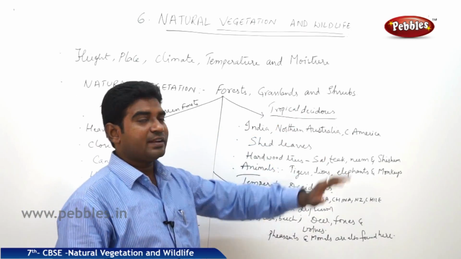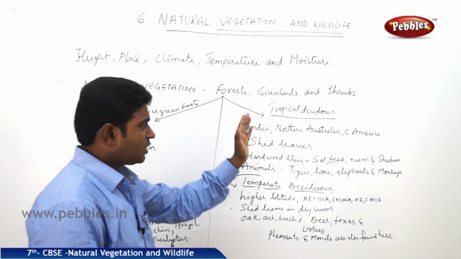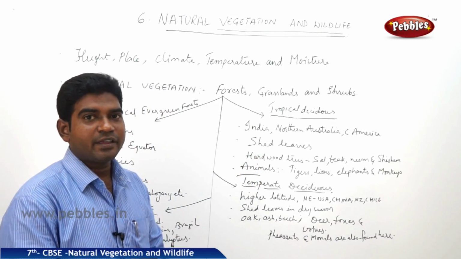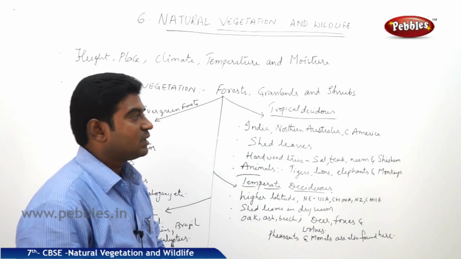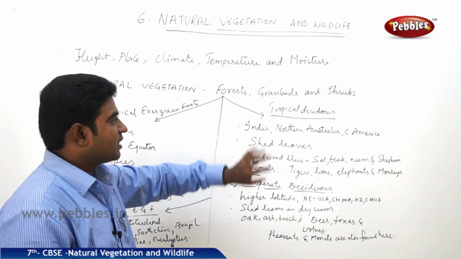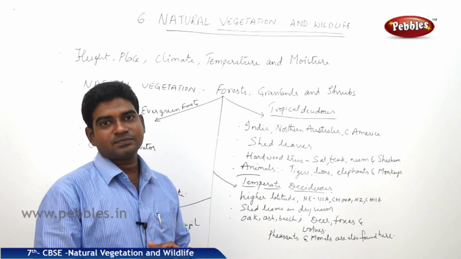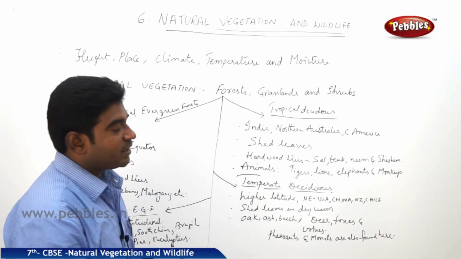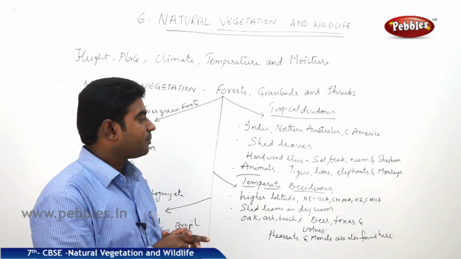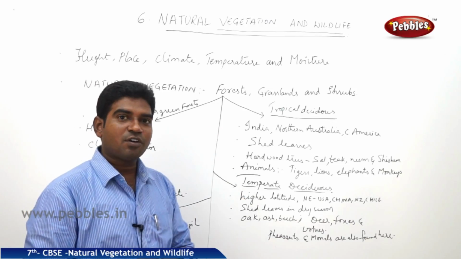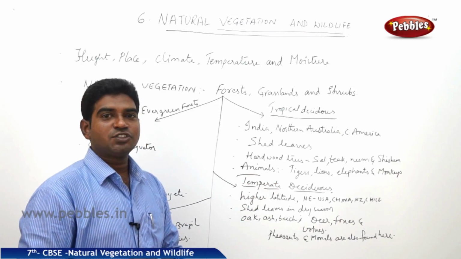Coming to the tropical deciduous forest and temperate deciduous forest. The tropical deciduous forest is located in the regions of India, northern Australia and the central part of America. And the trees in the deciduous forest will definitely shed their leaves. As the name suggests, it is located near the tropical region between the Tropic of Cancer and the Tropic of Capricorn. And the trees found here are sal, teak, neem and sheesham.